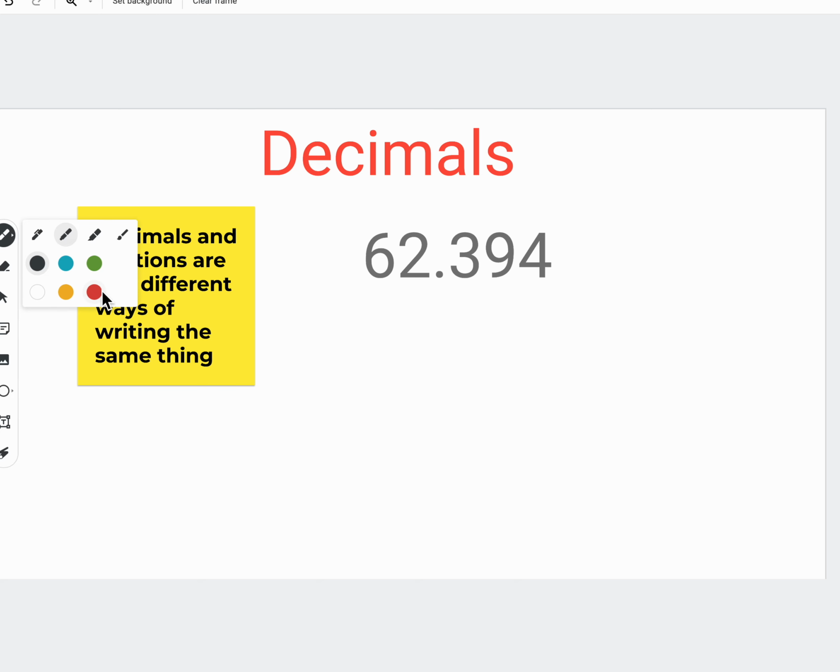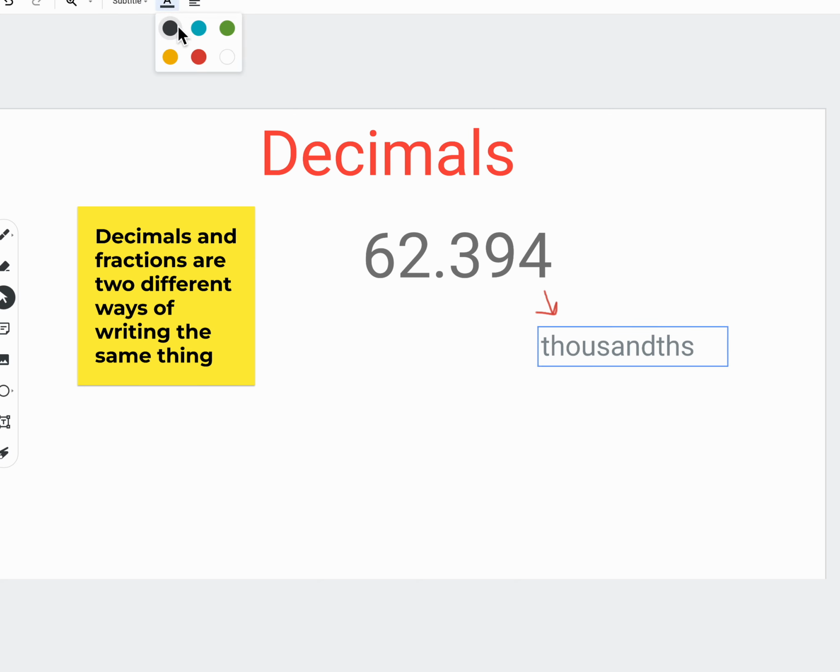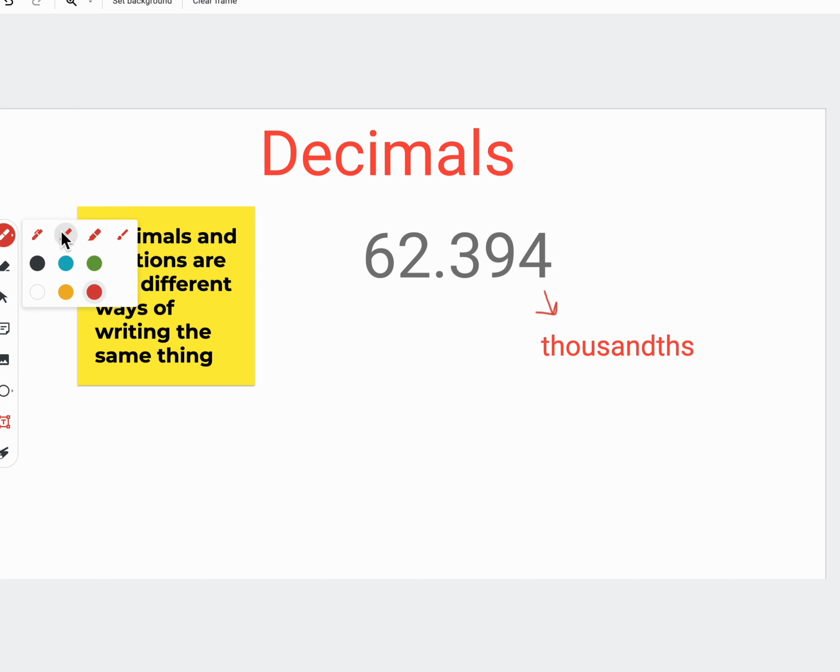Let's begin at the end. This is the thousandths place. Thousandths decimal place. That means that this entire decimal point is 394 over 1,000, or 394 thousandths.